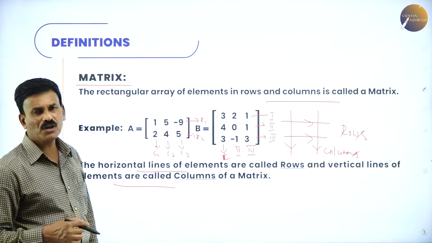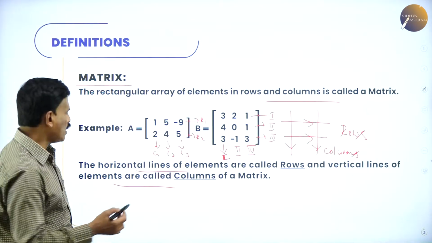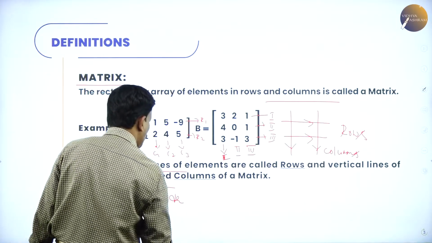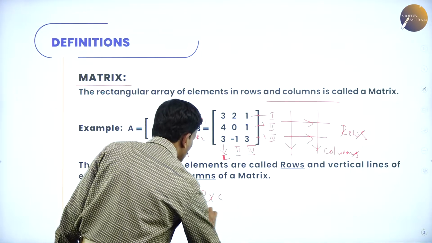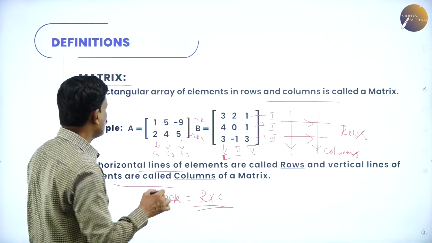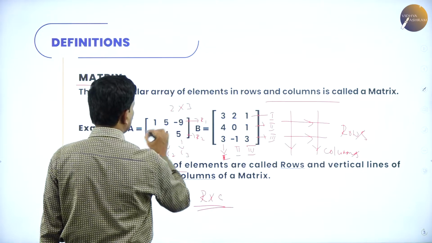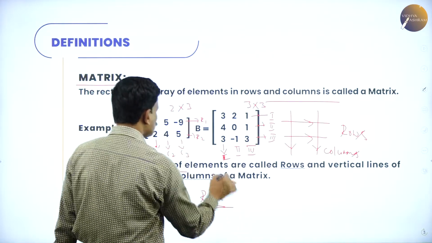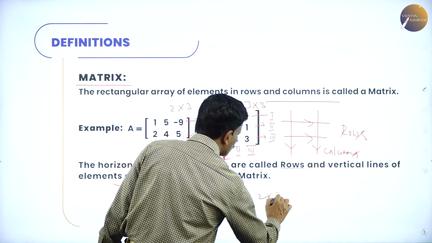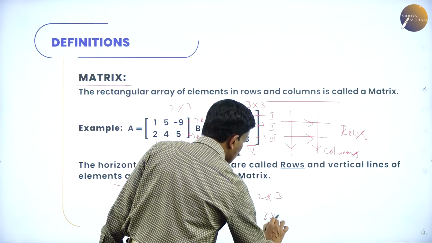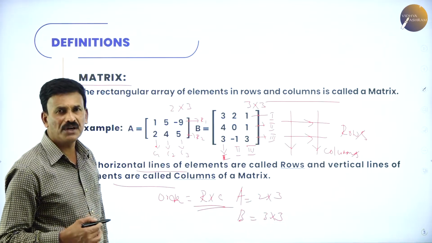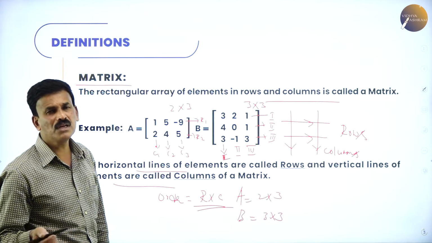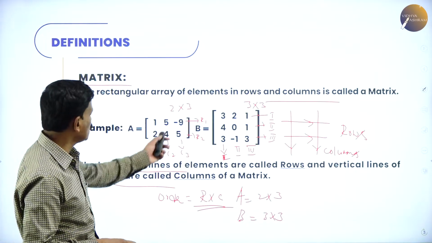By knowing the number of rows and columns, we can write the order. The order of a matrix is the number of rows into the number of columns. Here the first is a matrix of order 2 rows and 3 columns, and the second is a matrix of order 3 rows and 3 columns. So for the first matrix the order is 2 into 3, and for the second matrix the order is 3 into 3. The order determines the number of elements present in the given matrix.